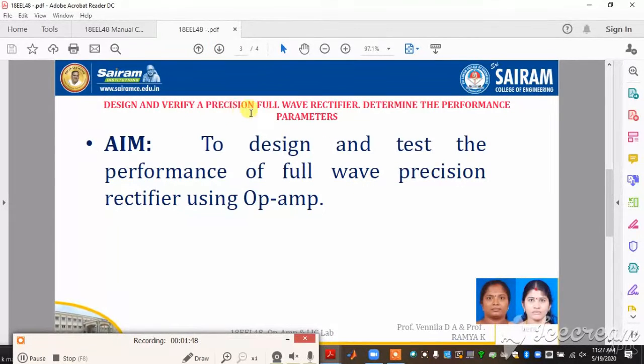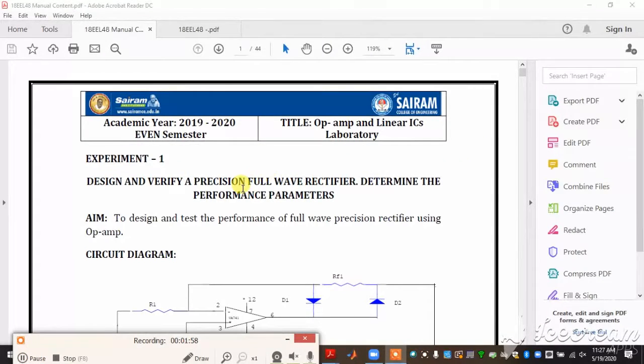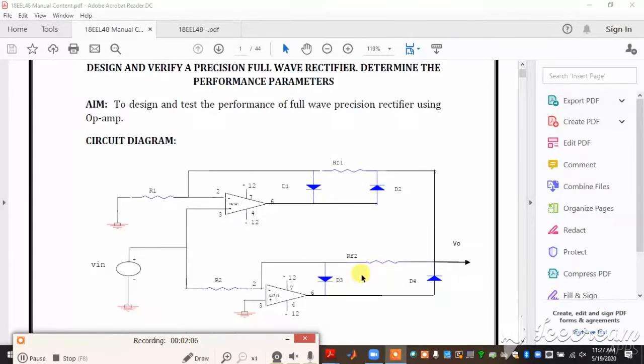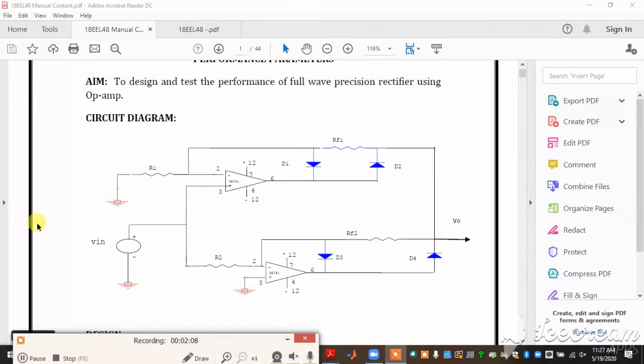The main aim of your precision rectifier is to design and test the performance of the full wave precision rectifier. So in this experiment we are going to design the precision full wave rectifying circuit using an op-amp, and the performance will be tested. This is the circuit diagram showing the precision rectifying circuit. You can make this circuit operate either as a half wave rectifier or as a full wave rectifier.